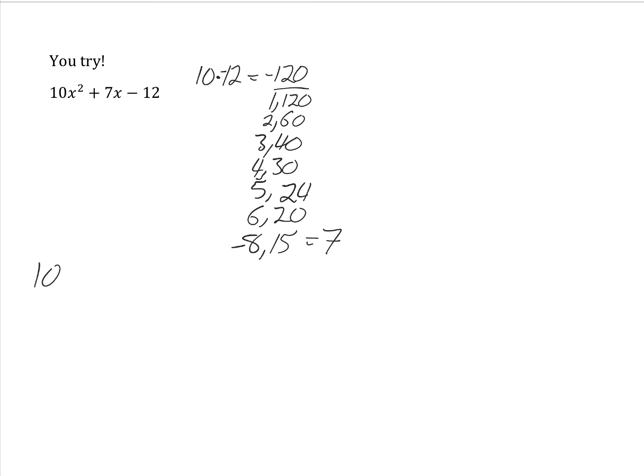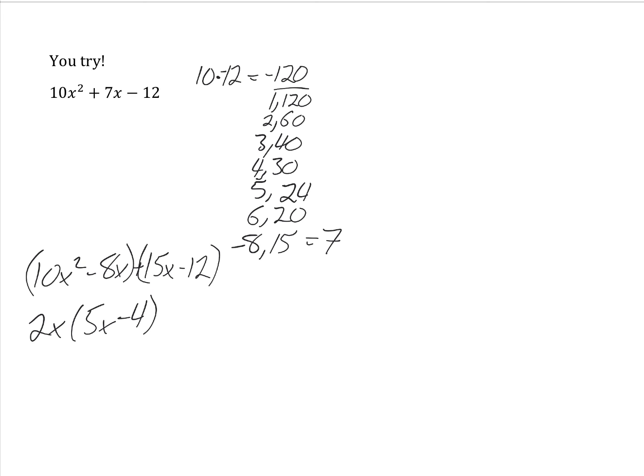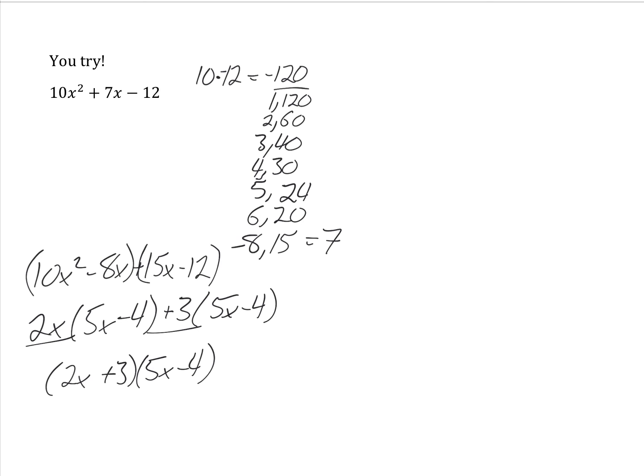So now we can go ahead and just try this out. We have 10x squared minus 8x plus 15x minus 12. Split them in half. So I can pull out a 2x from the beginning. So that's 5x minus 4. And I'm going to pull out a 3 for the second one, because 15 divided by 3 is 5x minus 4. So now my final answer is going to be 2x plus 3, 5x minus 4.